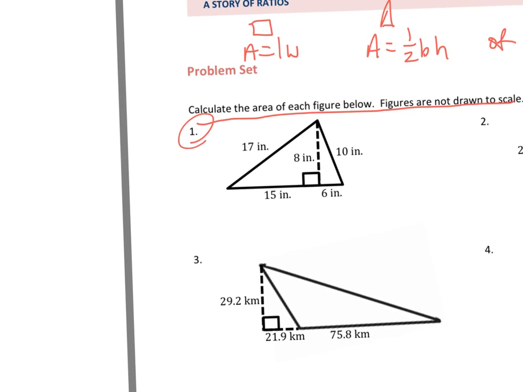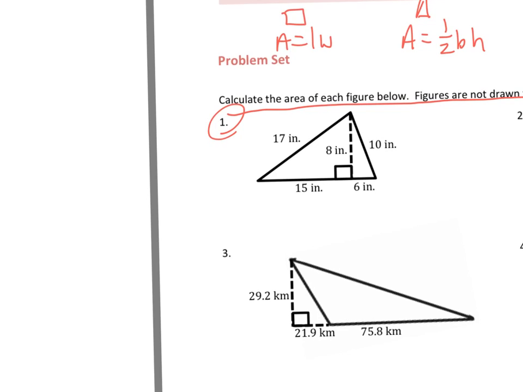Zoom over this way so you can see. I'm going to try to do the work off to the side and keep it as clean and neat as I can. I'll use base times height divided by 2, just because. And I need to find my base, and my base for the triangle is this whole thing. And I see it's broken into 2 pieces, the 15 right here and then the 6 afterwards. I'm going to put those two together to get 21 inches.